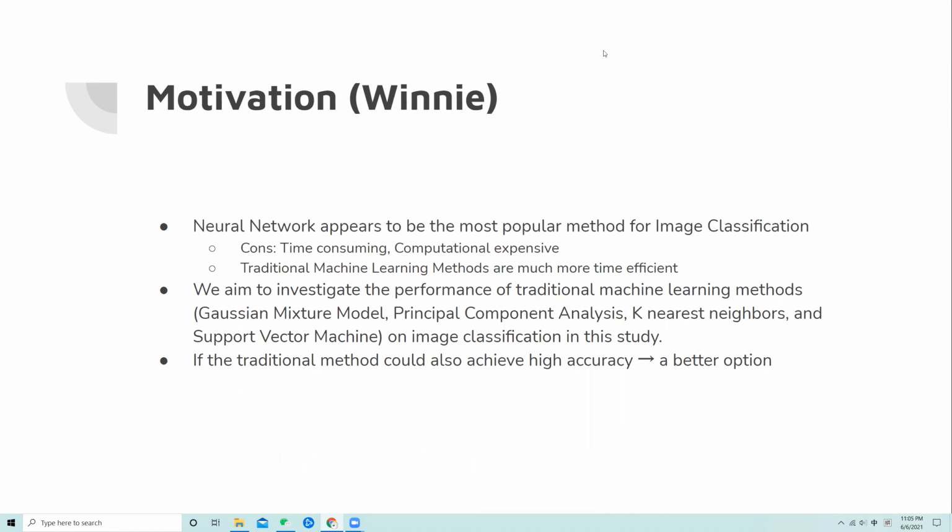In contrast, the traditional machine learning methods are much more time efficient. So inspired by this advantage, we want to investigate the performance of traditional machine learning methods on image classifications. And the algorithms we picked are shown in the slide. At the end, if the traditional method could also achieve a decent accuracy, it will be a much better option than the neural network.